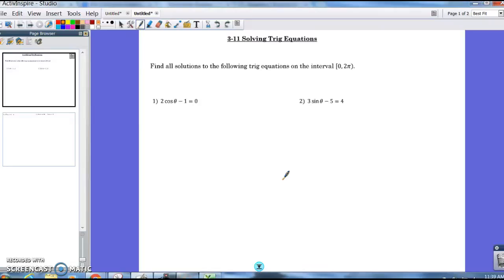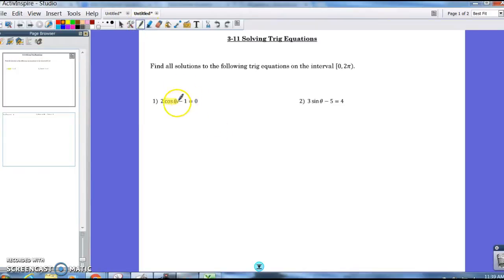So this is your note sheet. I'm only going to be doing the first 4 problems on your note sheet, and we'll finish up the notes in our next class. But let's go over these. The idea behind solving these equations is that you want to just treat your trig function, in this first problem that's your cosine theta, like a variable.